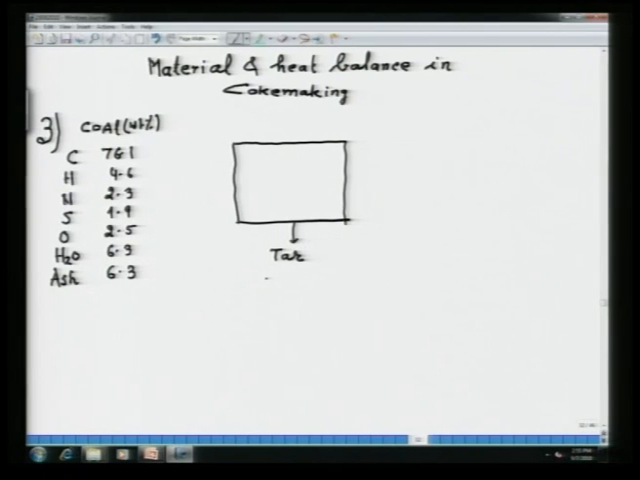As a result of carbonization, we will be producing tar, and the tar composition is given to us as carbon 89.4, again in weight percent, hydrogen 4.5, nitrogen 1.1, and the rest we ignore for the present calculation.